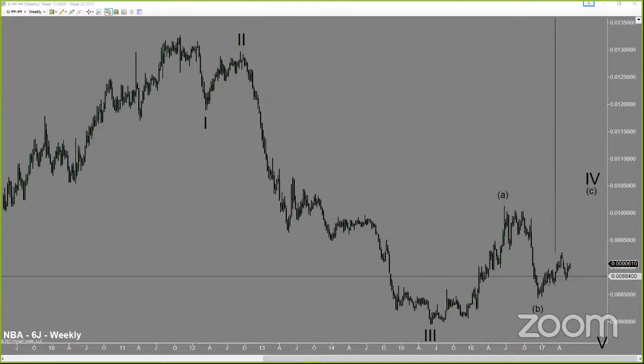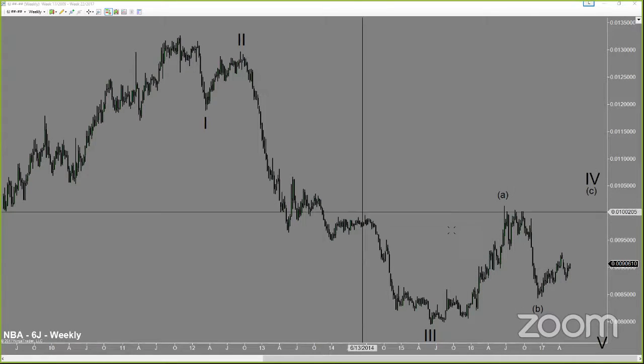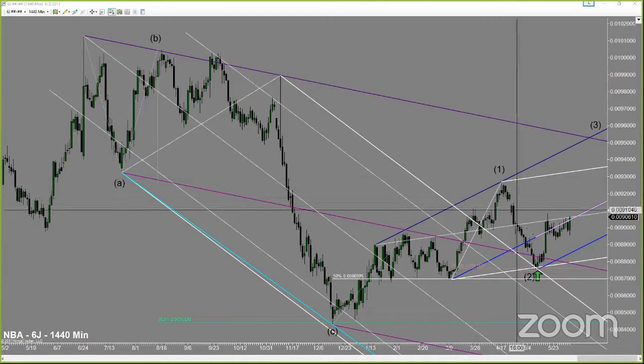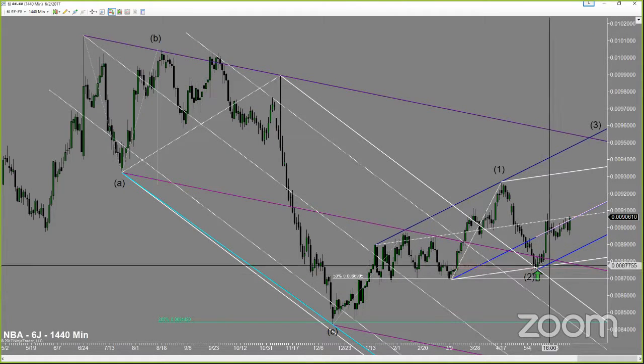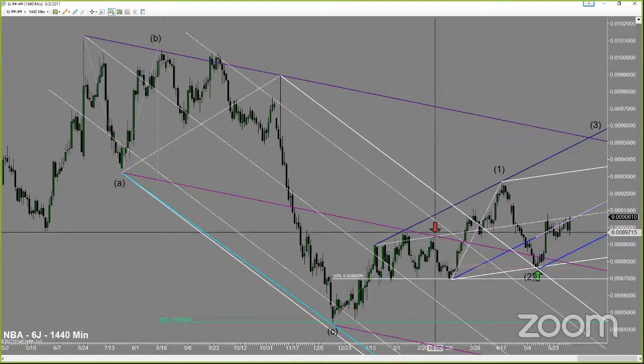So similar story as far as the overall wave structure in the yen, so I'm not going to really get into that. This is kind of an interesting area that we found support at. So this is the daily, and we've got the lower median line just taking the last two highs, and you can see that we found resistance here on that center median line, and then we found support here.